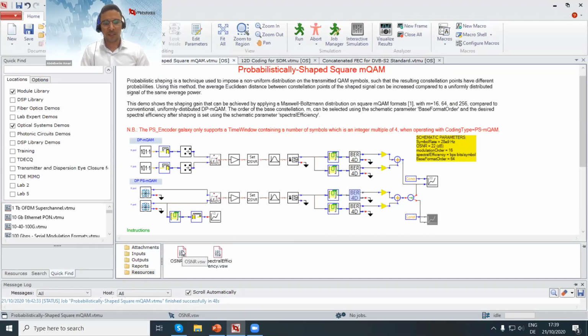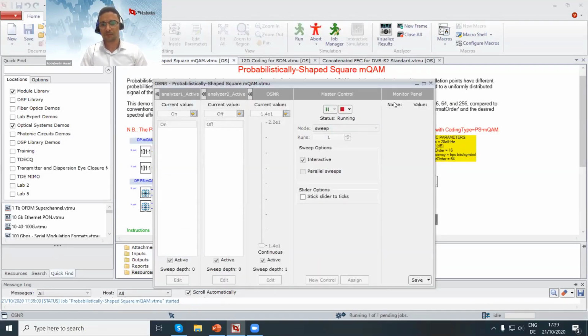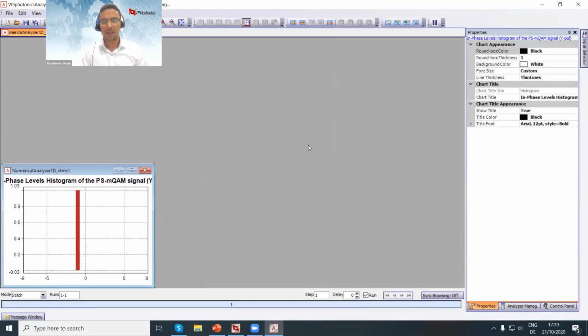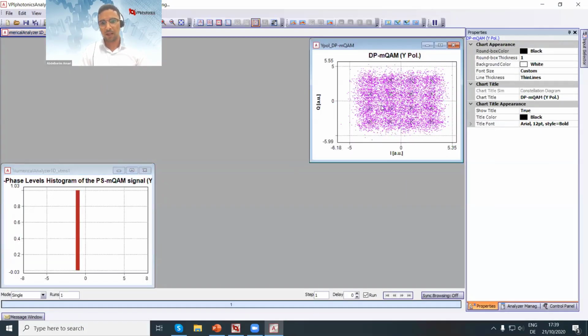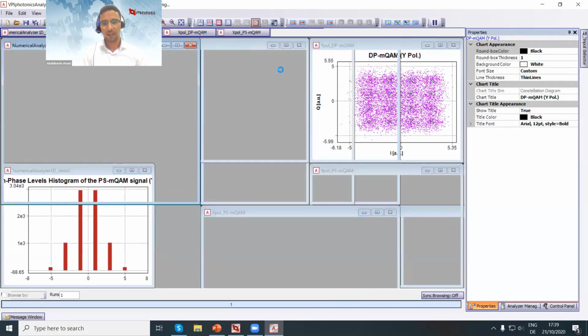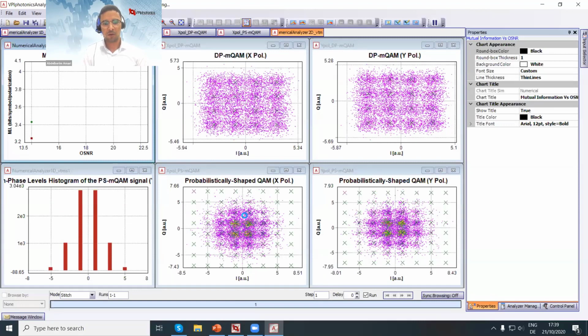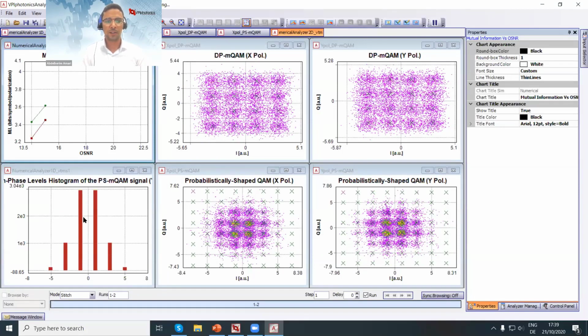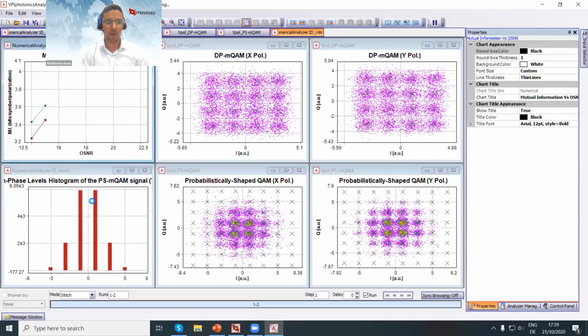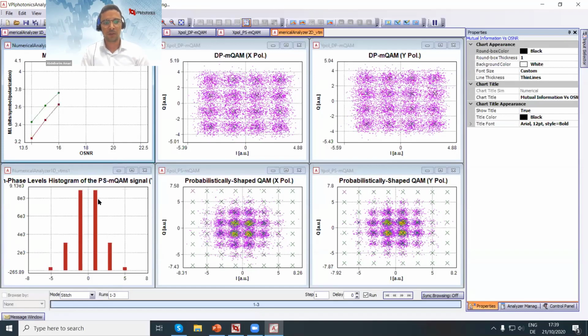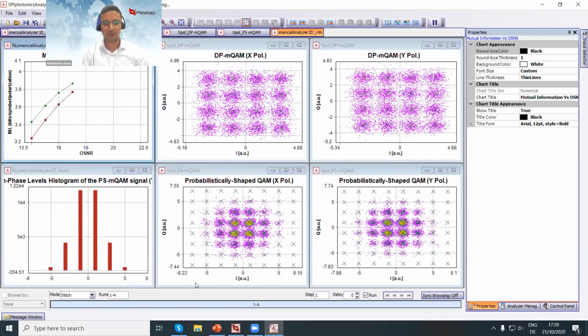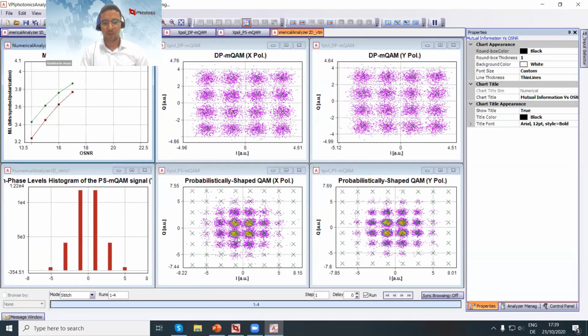If we run the OSNR performance, here we have the constellation for 16 QAM and the shaped 64 QAM. And here we have the probability distribution of the shaped signal. As you can see, the inner points have more probability of occurrence than the outer points. And we have this shaped 64 QAM here.